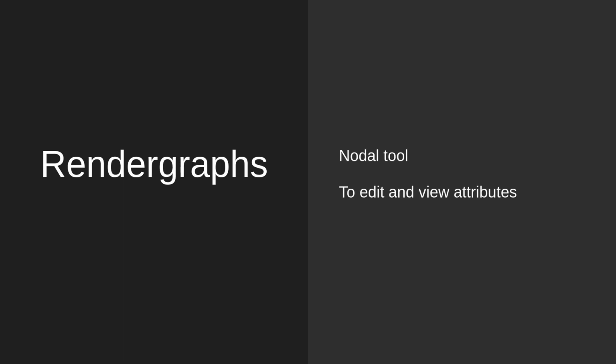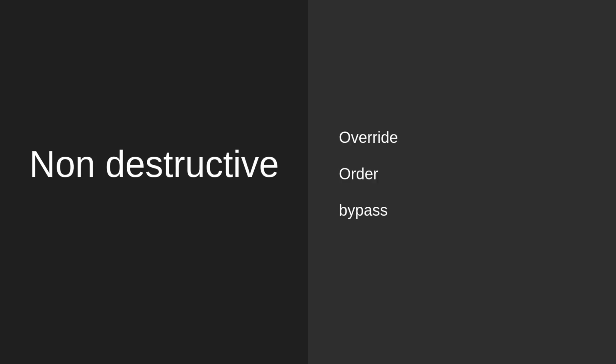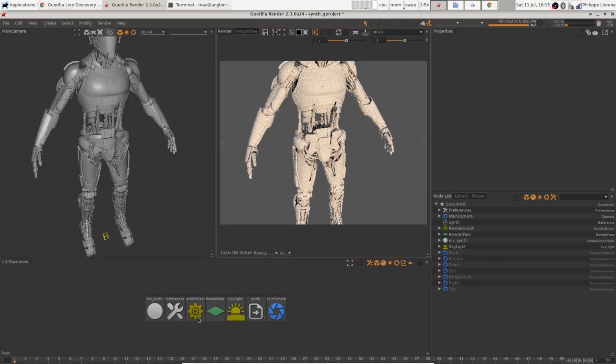So let's talk about assembly. Guerilla has been built over a tool which is the Render Graph. Render Graphs are a nodal system that helps you to edit and use attributes in a nodal view. It's a non-destructive system based on the concept of override, order, and of course you can bypass part of your nodal system. Let's dive into my render graph.